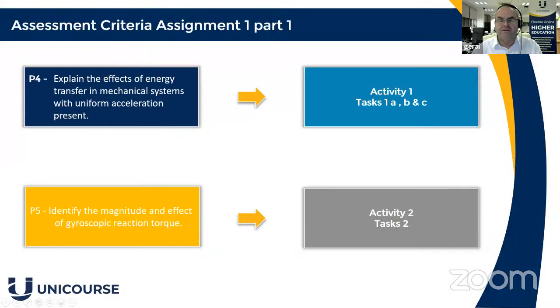So what we're going to look at today, first of all, I'll talk about the assessment criteria for Assignment 1, Part 1. So we'll look at P4 and P5, which is the pass components. So P4, what we're going to do is explain the effect of energy transfer in mechanical systems with uniform acceleration present. And that's covered in Activity 1, Task 1, and that's Part A, B, and C of Task 1.